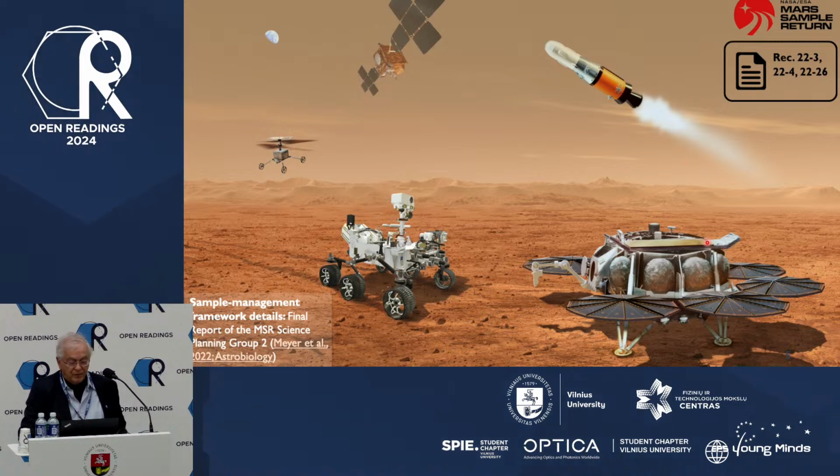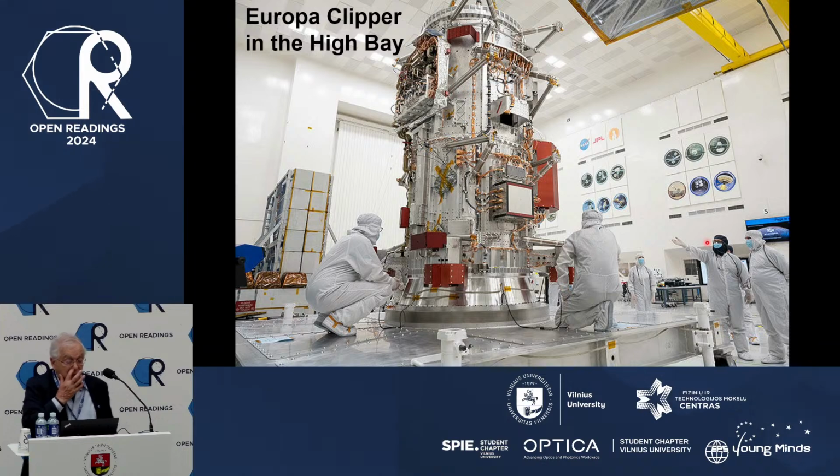Now, let me tell you of a different kind of mission that we're doing. It's a mission to go to Europa. Europa is a satellite of Jupiter. It's bigger than our moon. And you'll see in a minute why it's interesting.